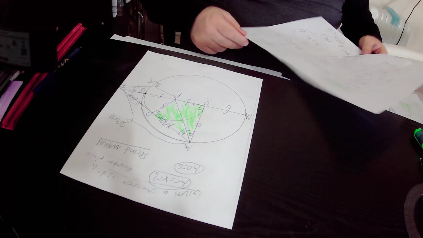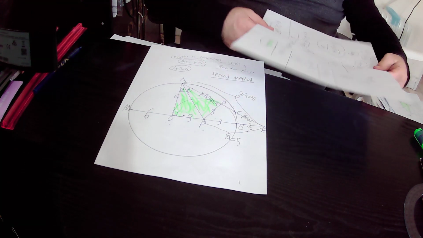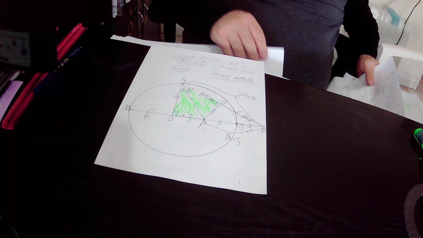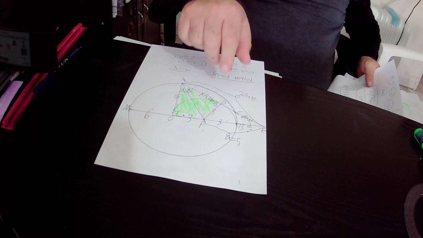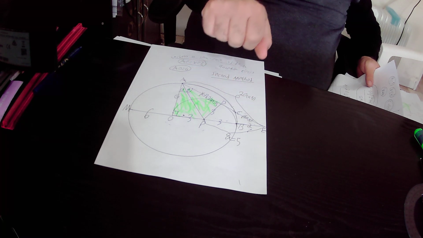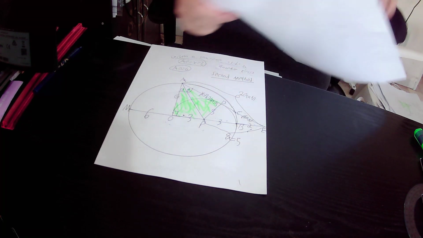Then we find the length of line segment BE. Here BE, from the drawing it is very easy to see that BE equals PE minus PB. Again, BE equals PE minus PB.